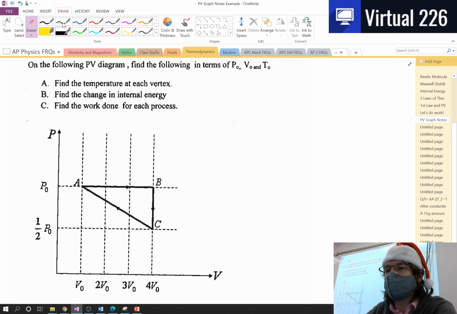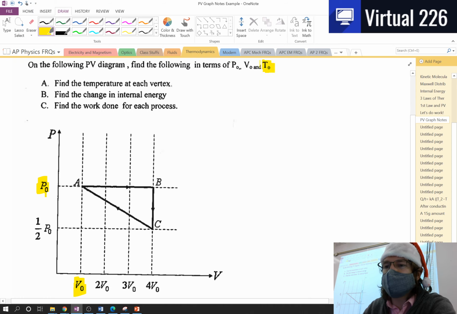We actually don't have numbers here. Everything is in terms of P naught and V naught, which is kind of a pain. And we'll be able to derive a T naught here, which, while that is a little bit of a pain, is actually, in my opinion, nicer than dealing with numbers because I hate those. They're the worst.